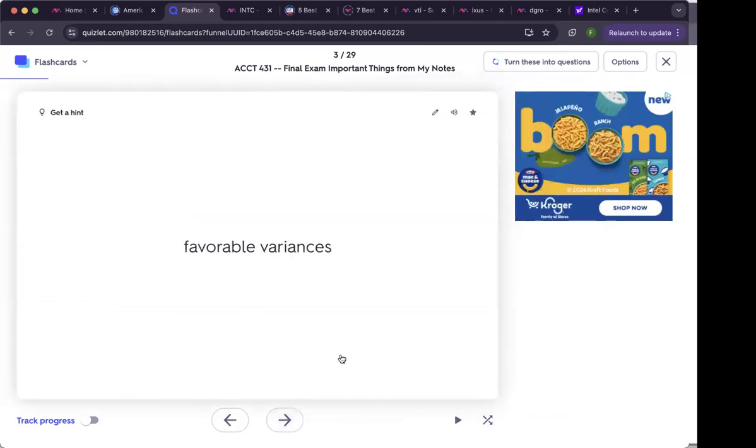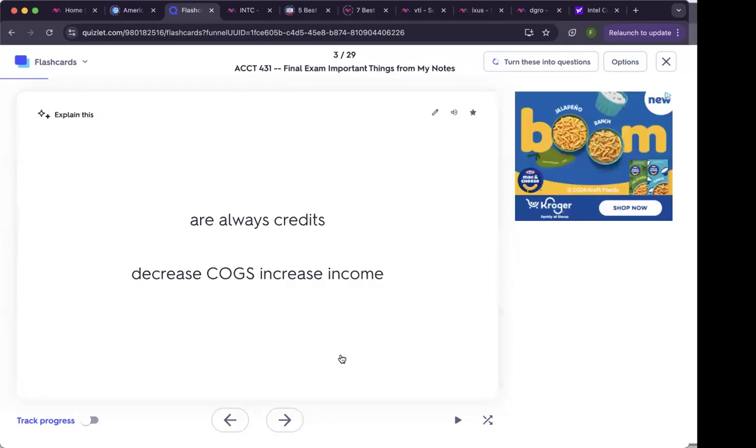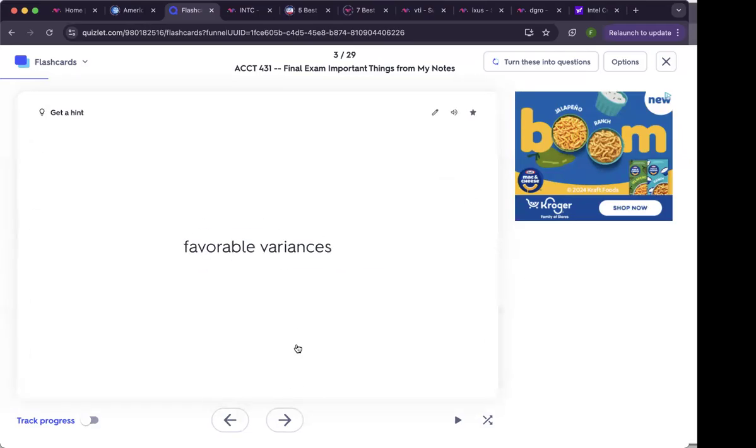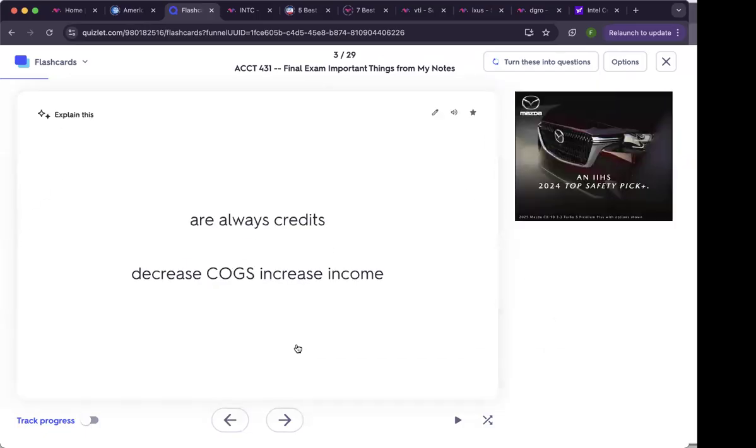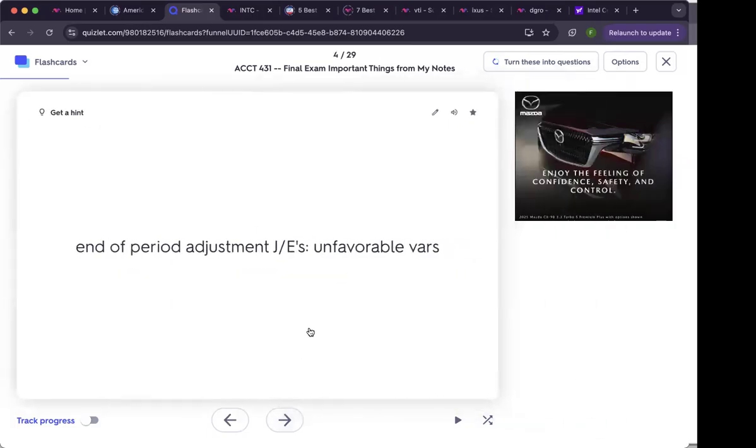Similar idea with favorable variances. They're always credits because when you close them out at the end of the year in the adjusting entries, you end up crediting cost of goods sold, which decreases cost of goods sold and will increase net income. So that's why they're favorable. And so that expense account, when you are recording the variances, those are credits.